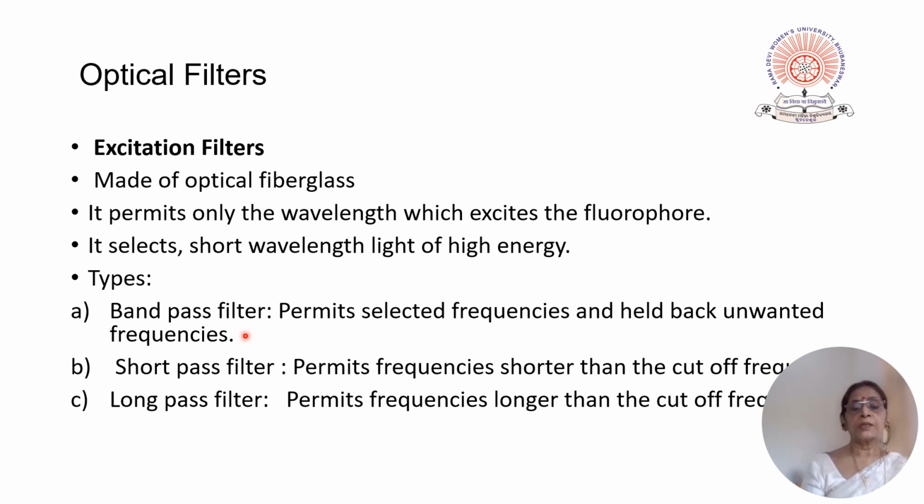The band pass filter allows the selected frequencies and holds back all the unwanted frequencies. Short pass filter permits the frequency shorter than the cutoff frequency, and long pass filter permits frequencies longer than the cutoff frequency.